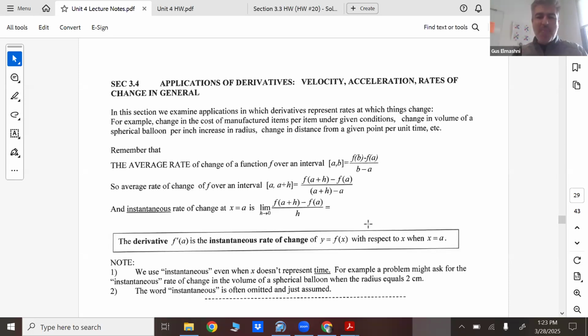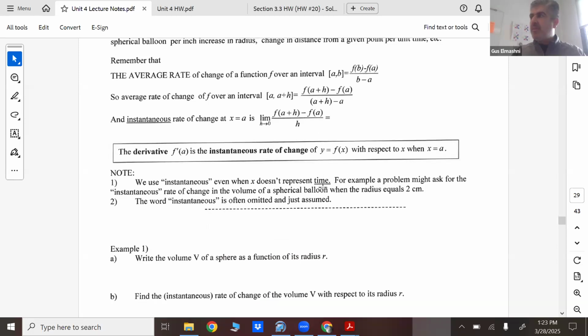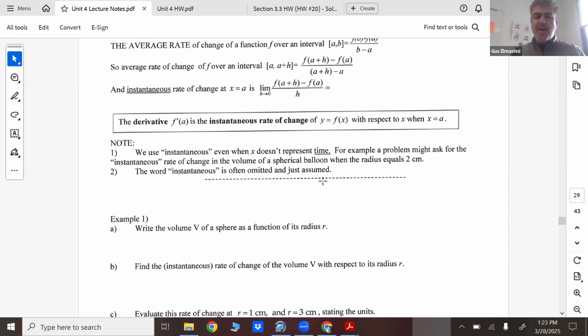Okay. So average rate of change, you know what that is? It can also be written this way, f of a plus h minus f of a over a plus h minus a, which does reduce to h on the bottom. Instantaneous rate of change is in limit notation, right? A limit definition. Okay. All right. So the derivative f prime of a is called the instantaneous rate of change of y equals f of x with respect to x when x equals a.